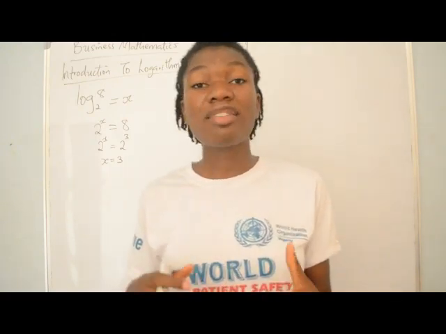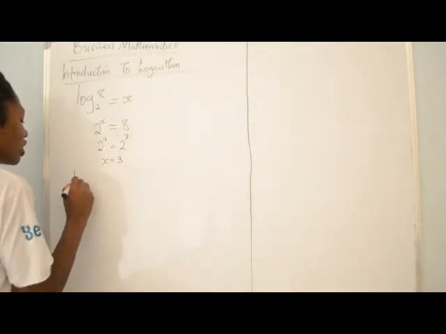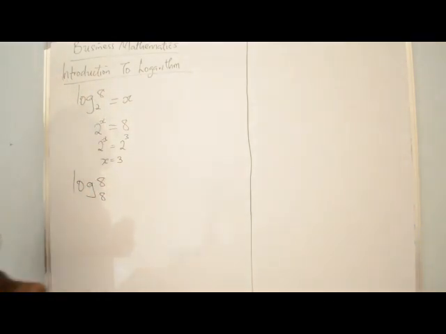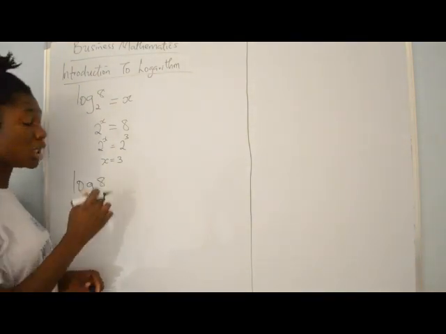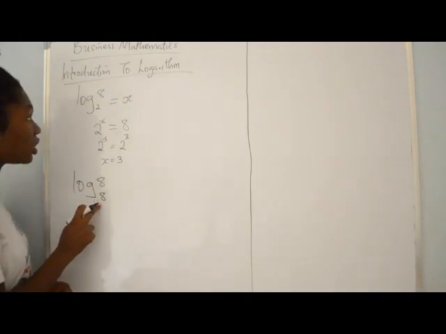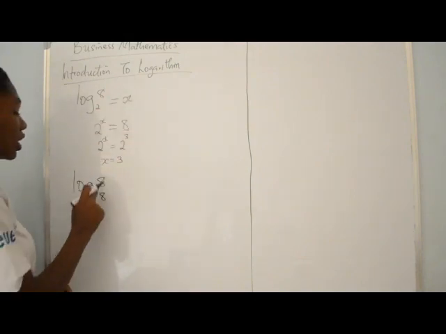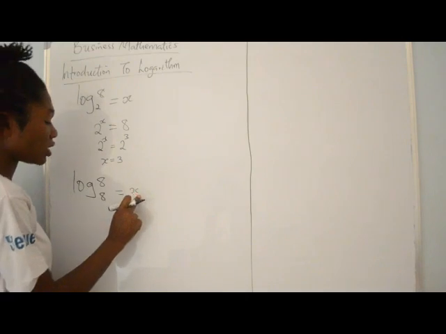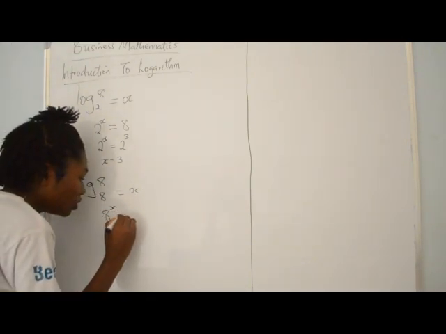Now we have the logarithm of its own base. For example, let's assume log 8 base 8. Like I just said, the logarithm of a number is the power to which the base is to be raised to give us that whole number. Our base is the number down, our whole number is the one on top. Like we just did, log 8 base 8 is equal to x. That means our base is to be raised to x to give us 8.